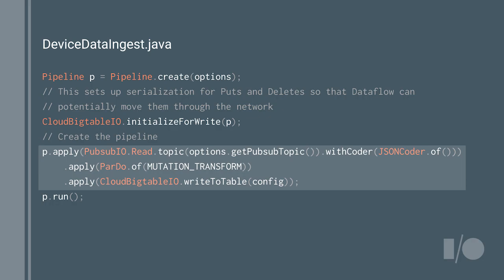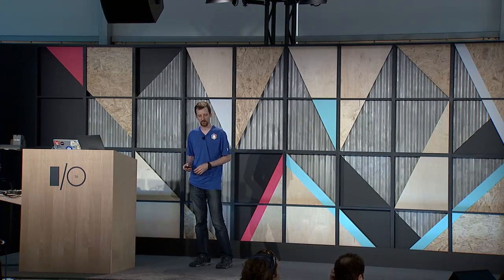And then we're going to create a 3-part pipeline. One is just a built-in step that we can use for Dataflow, PubSub, to read from PubSub. And then we're going to read that using a JSON coder, which allows us to read JSON data. And then we're going to apply this mutation transform, which is a transform that I wrote in Java code. And then at the end, we're going to write to a particular table in Bigtable based on the options that we had.